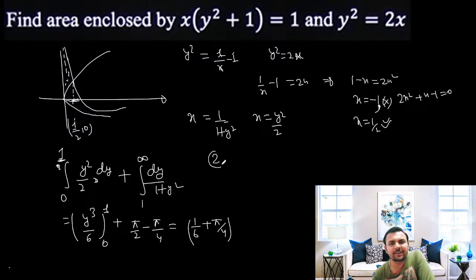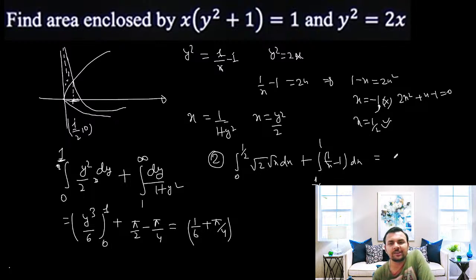Second area, if we try to find the second area, meaning this side enclosed. So we will have the second area like integration 0 to 1 by 2, now y in the form of x, root 2 root x dx. And then from 1 by 2, and 1 by x minus 1, it is 0 at 1. So it is 1 by x minus 1 dx.